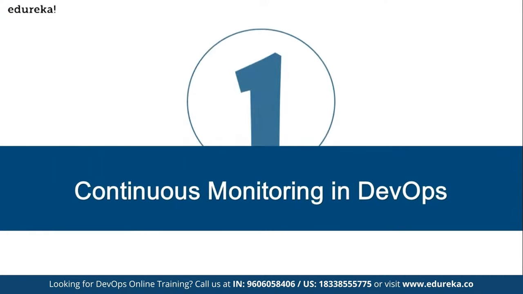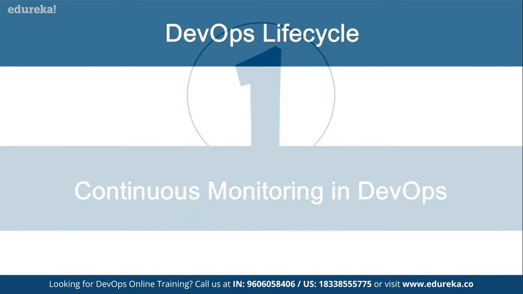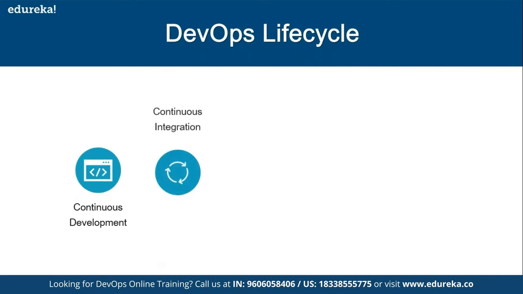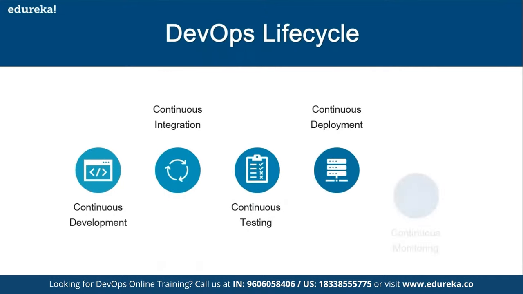Let's begin. Continuous monitoring in DevOps, right? There are various phases in a DevOps lifecycle. You have continuous development, continuous integration, continuous testing, continuous deployment, and continuous monitoring that constitute the DevOps lifecycle. This is where the birth of Grafana really happened, so we'll have to discuss this.